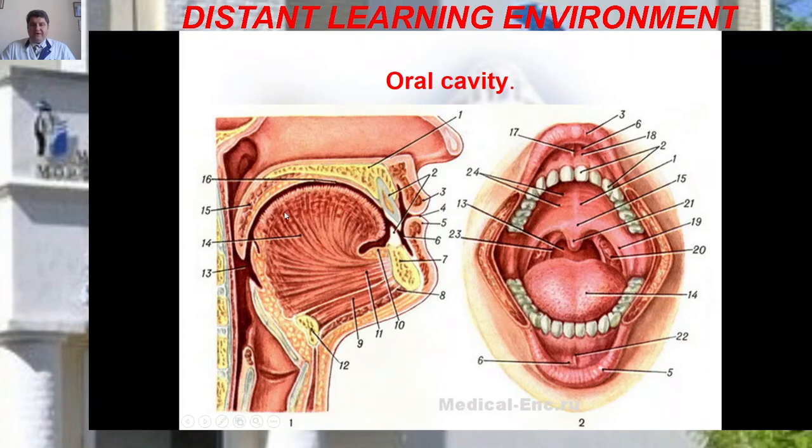Cavitas oris propria extends from the teeth anteriorly and laterally to the entry into the pharynx posteriorly. The oral cavity is bounded superiorly by the hard palate and the anterior part of the soft palate. The floor is formed by the diaphragm of the mouth, diaphragma oris in Latin, the paired mylohyoid muscles, and is occupied by the tongue. You may see tongue here.